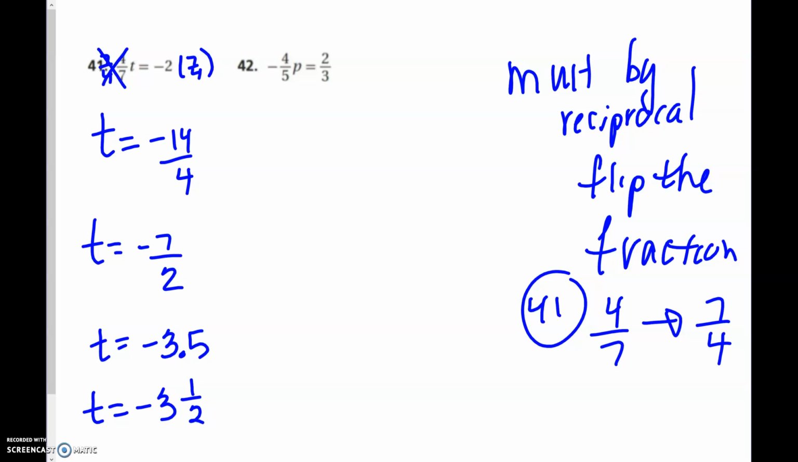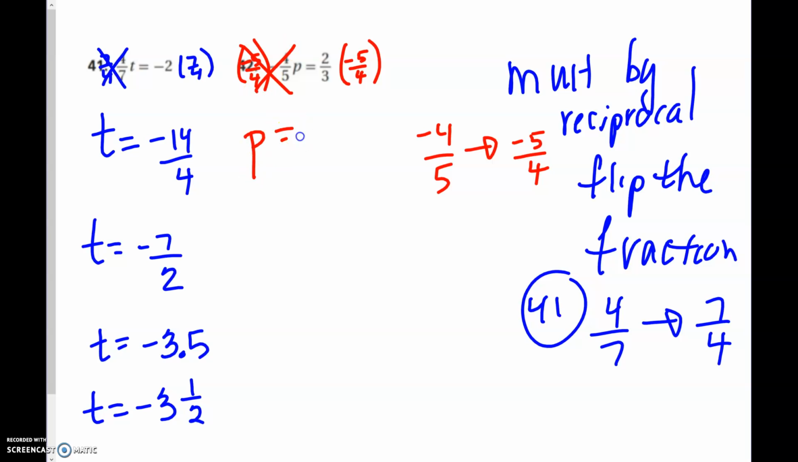So what fraction am I worried about here? Is it the -4/5 or the 2/3? What is the number by the letter? And it is -4/5. So the reciprocal, flip it, is going to be -5 over 4. So I'm going to multiply by -5 over 4. So here they cancel. So we have P equals.